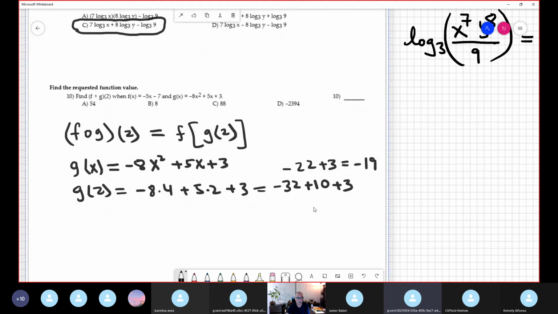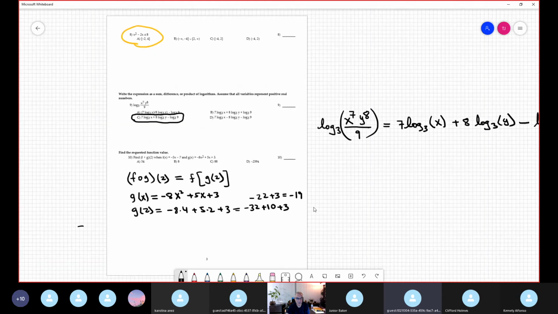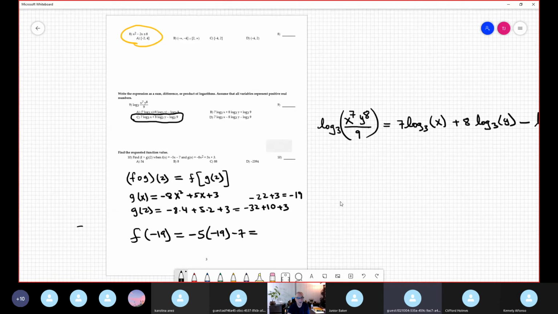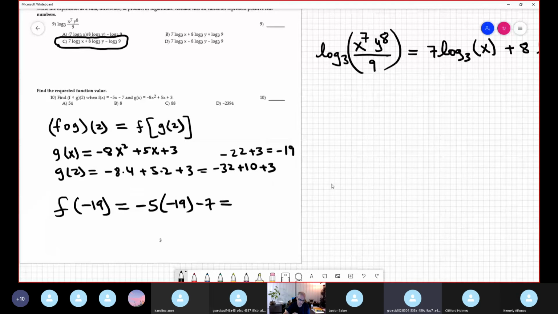f evaluated at negative 19 is negative 5 times negative 19 minus 7. Wow, a lot of negatives, but it's okay. Negative times negative is positive. 19 times negative 5 is 95. And 95 minus 7, I put in the calculator, of course, 88. 88 is the answer, corresponding with option C. Boom. Any questions?